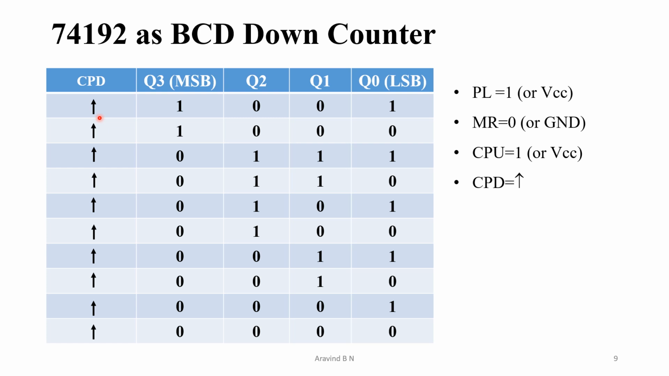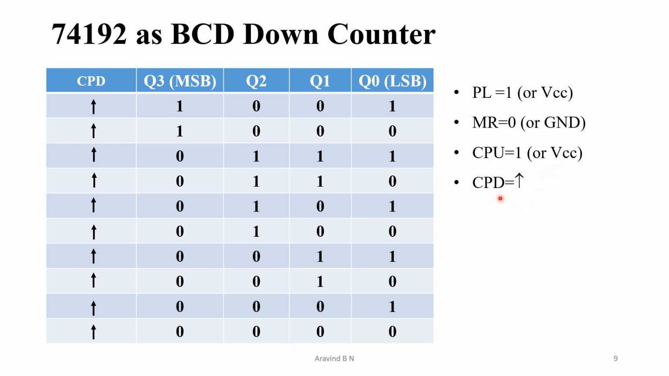So CPD will be connected to the clock. Again, it's a positive edge trigger, so at every positive edge, one value will be updated. Therefore, from the terminal count towards the lowest value, that's why we call it a down counting operation. Now the setup with respect to the input. The PL value must be equal to 1 or connected to VCC. MR value 0 or connected to the ground. CPU must be disabled, therefore it is connected to either 1 or VCC.